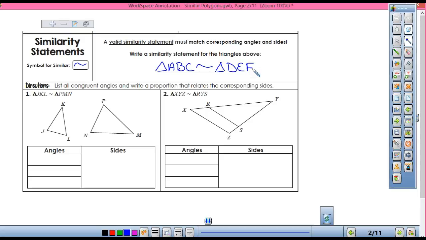Alright, so JKL is similar to PMN. So angle J is going to be congruent to angle what? J goes with P. Because we're looking at the similarity statement, not necessarily at the picture. Angle K is going to be congruent to angle M. And angle L is going to be congruent to angle N.